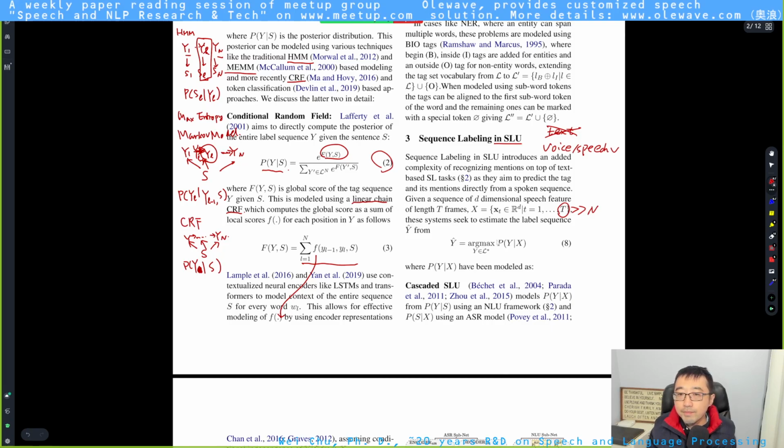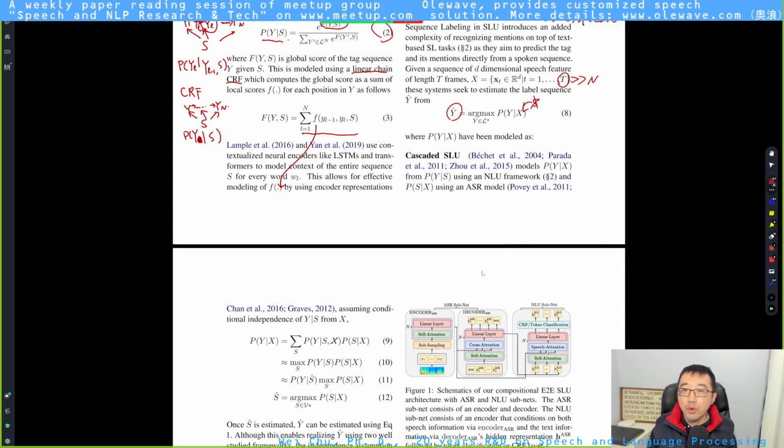This is also a very straightforward equation. Basically, you have the audio input and just guess the most likely label sequence y, right? The only difference is that you replace the s with the x. So there are mainly 2 ways of doing this according to the author. I believe there could be many, but here are the 2 main approaches. The first one is cascade SLU. I think currently it's very popular. It was mentioned a long time ago, and people are still using that.